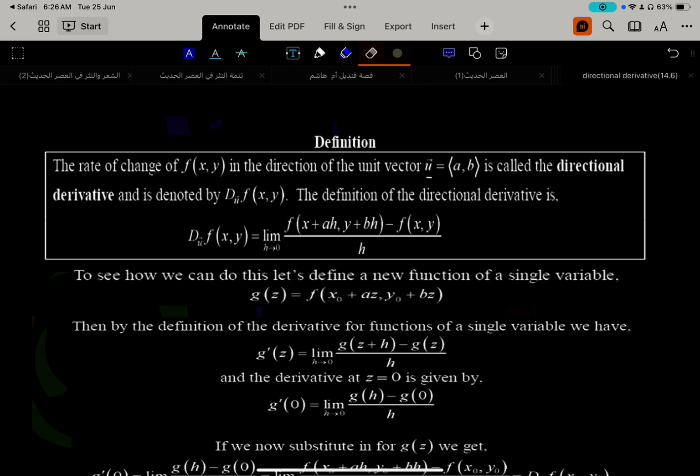Anyway, let's stick to the definition. The definition states that the directional derivative is the rate of change of a function in the direction of a unit vector. That's the definition of the directional derivative, and it's denoted by D_u f of x, where f of x can be any function of x and y.